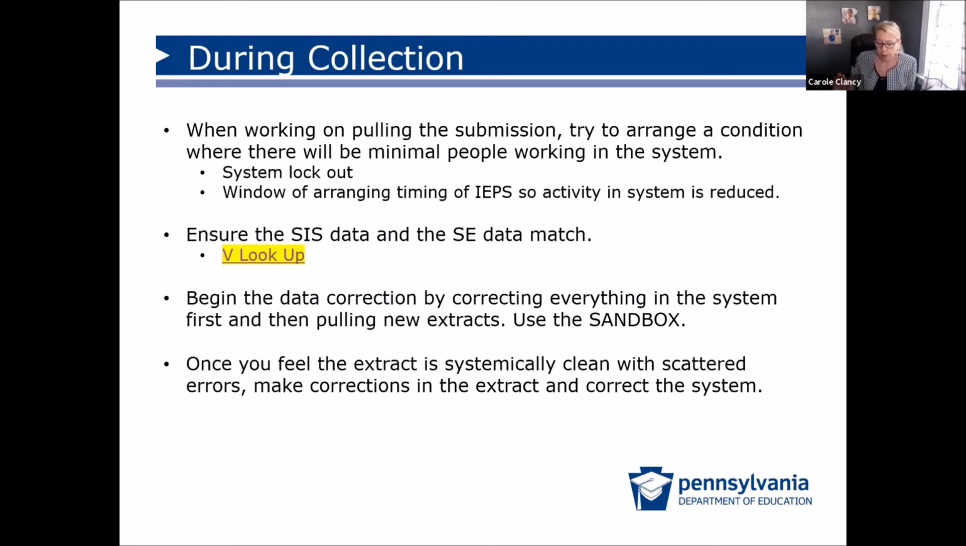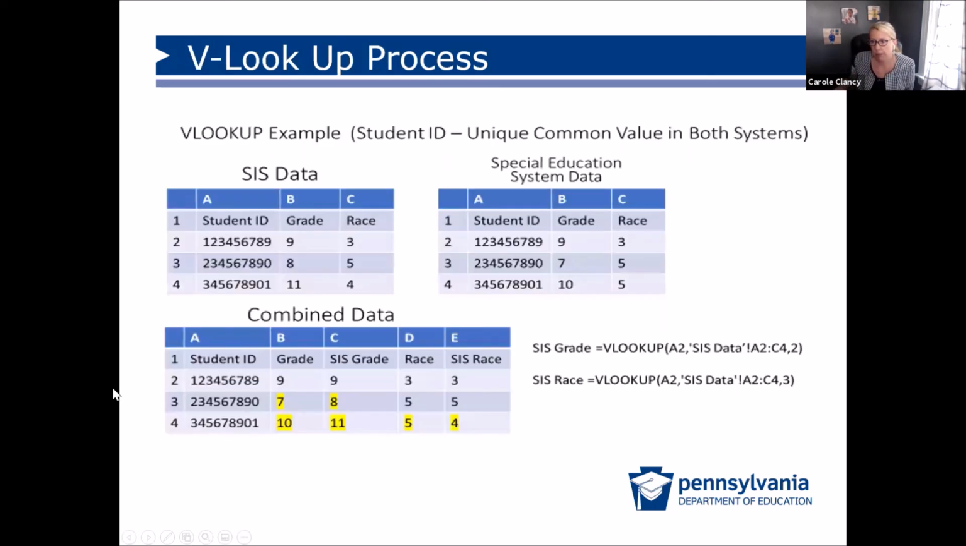So I'm going to review the process. I close down the system. I pull the extract. I start looking for errors. Once I find errors, I correct them back into the SIS and the special education management system. I put it up into the system. I pull it again. I put it up in the sandbox to look for issues. Once I feel like at that process, it was pretty clean, then I extract one more clean file, and that becomes my clean file that I start working off of. This is just a visual of the VLOOKUP.